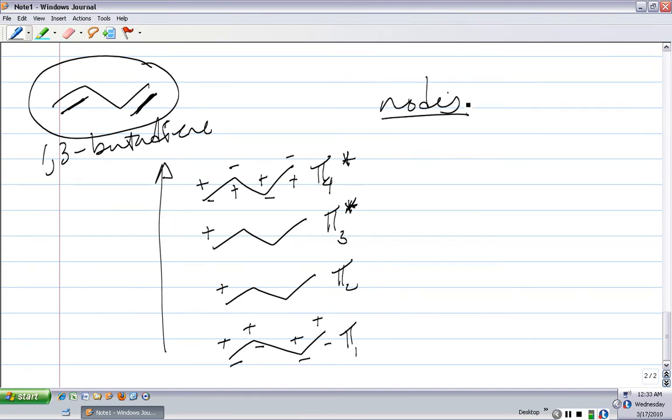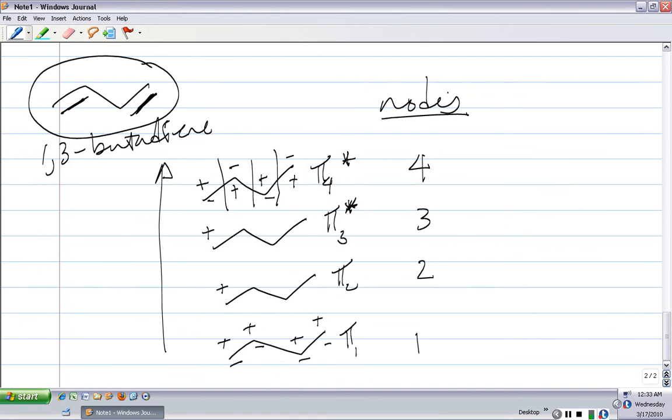How many nodes will pi 1 have? Absolutely right. It's going to have 1 node. That is the obligatory node in the molecular plane. How many nodes will pi 2 have? 2 nodes. Pi 3 star, 3 nodes. Pi 4 star, 4 nodes. And I can see the 1 node in pi 1. I can see the 4 nodes in pi 4 star. 1 here, 2, 3, 4. So for pi 2, I need to find a second node.